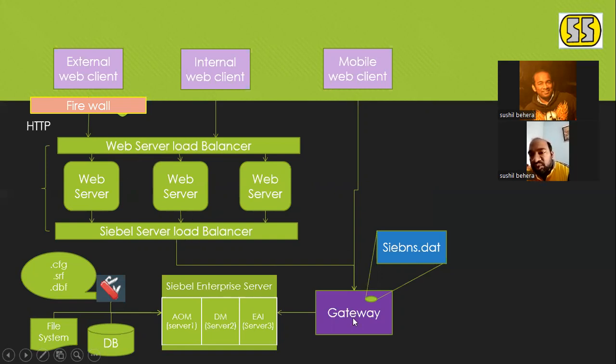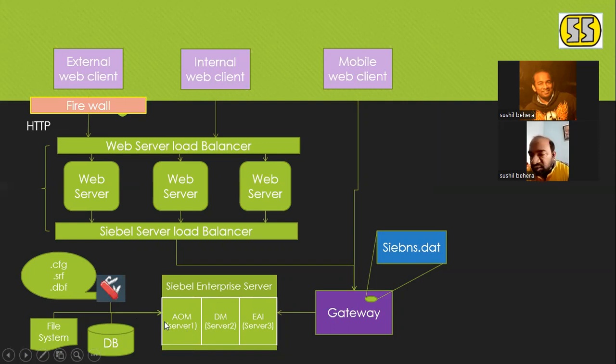Now all the requests will go to the Siebel gateway name server. The Siebel gateway name server has a file called cbinstall.dat, which identifies which server component is present inside which server. Let's say the request needs to reach the application object manager. The Siebel gateway name server will identify that in server one, the application object manager is present. So that's why it will go to the application object manager. Then it connects to the DB, the file system, and the tools; all these things we have understood.